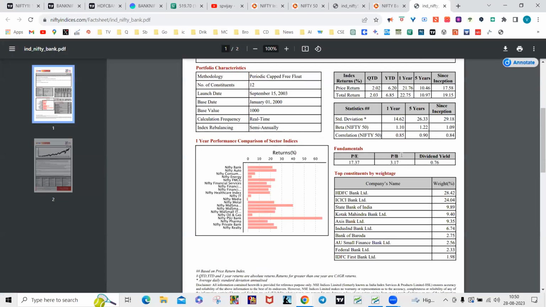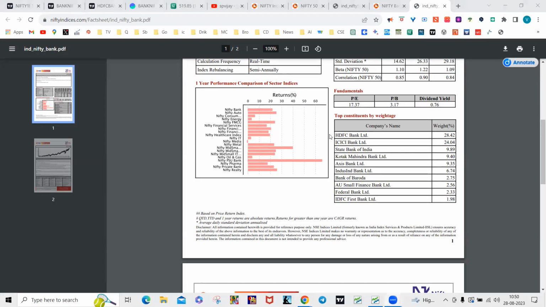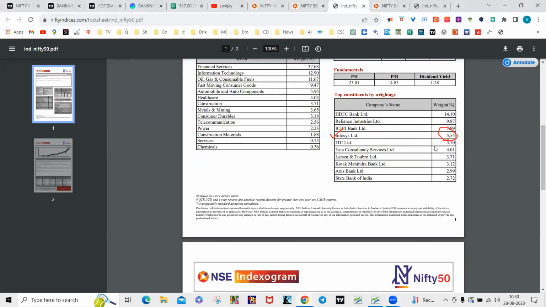So even in Bank Nifty, it is pretty obvious that HDFC Bank has a very high weightage. Something like a 28% weightage stock, and when a 14% weightage stock becomes open is equal to low or open is equal to high, you generally don't go on the opposite side. This is what I'm trying to convey.